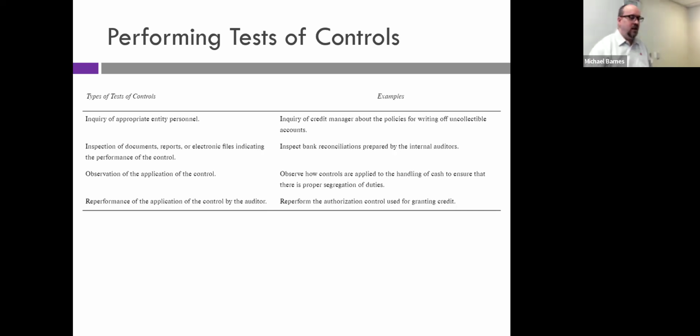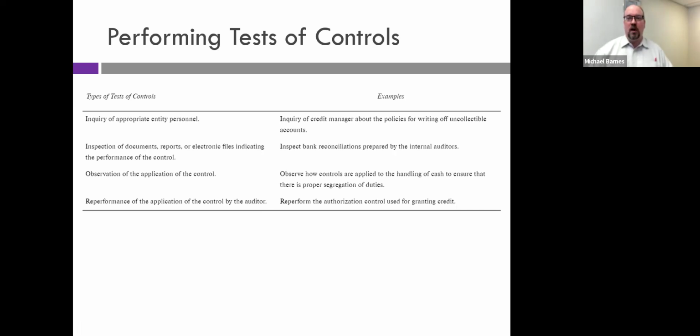Walkthrough. So we've got the four listed up here, and then I wanted to define walkthrough because walkthrough is basically a combination of all these. We talked of types of test of controls. There are four that we listed here, and these are defined by accounting standards. Here are some examples of how we would use these within a process area. I'm just going to walk through one: inquiry of appropriate entity personnel. If we're looking at accounts receivable, we could talk to the credit manager about the policies for writing off uncollectible accounts. That would be an example of an inquiry step.